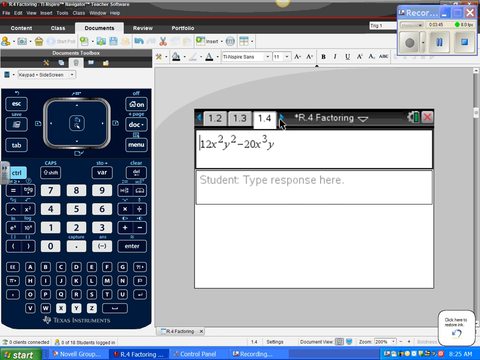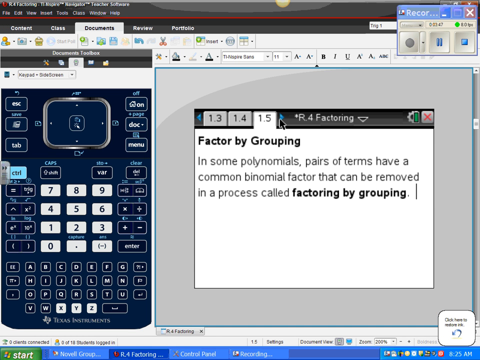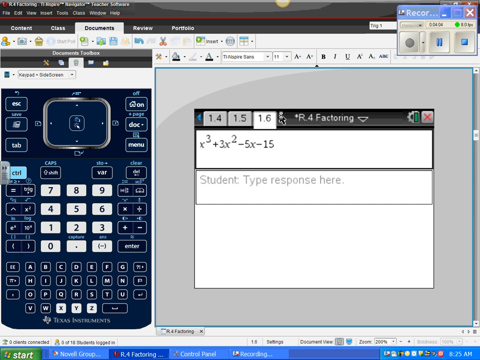Next page. Okay, so factor by grouping. For some polynomials, pairs of terms have a common binomial factor that can be removed in a process called factor by grouping. Now this is a little bit different process than what we learned last year, so please pay attention. Well, maybe this one won't be. So x cubed plus 3x squared minus 5x minus 15. The first thing that should be jumping out at you is it has 4 terms.